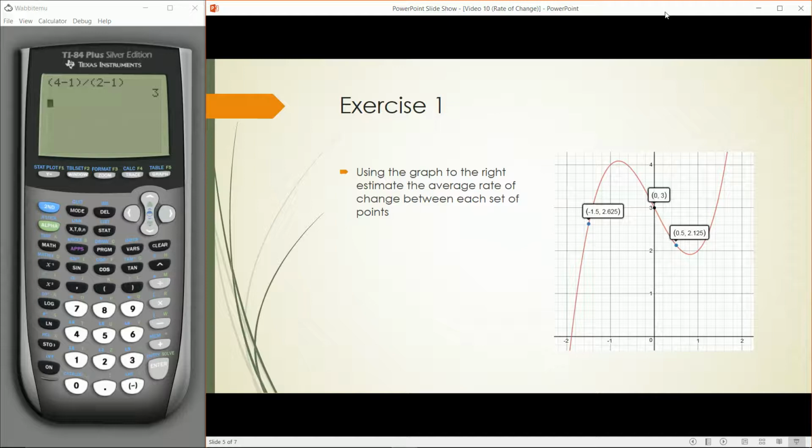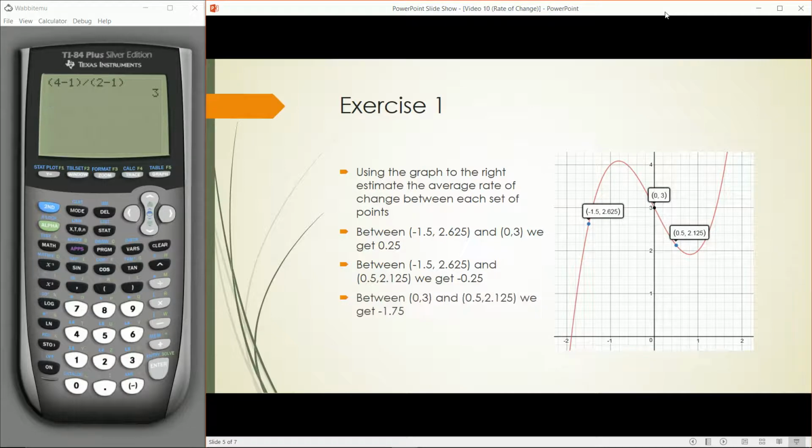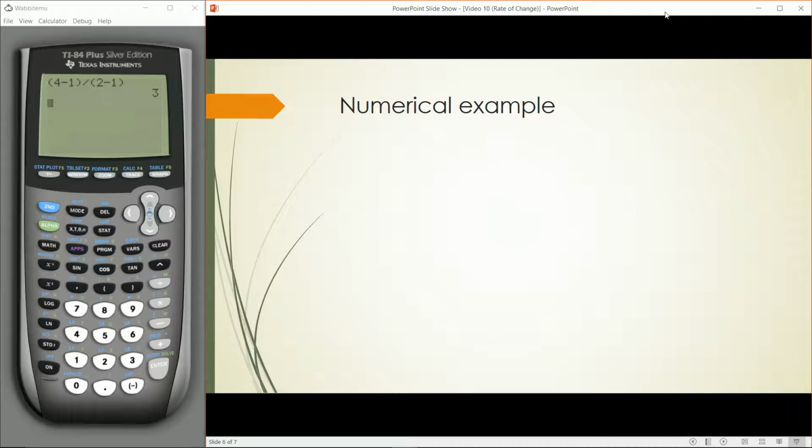All right, hopefully you have done that. I'm hoping that you get 0.25, negative 0.25, and negative 1.75 as your rates of change. Now, this is all fairly straightforward so far. So let's look at a straight numerical example instead of graphical.